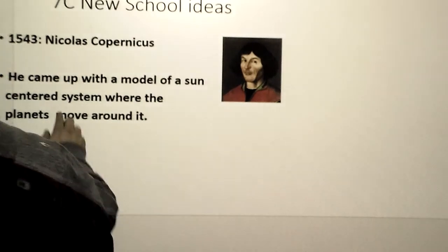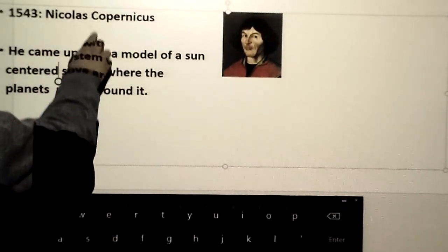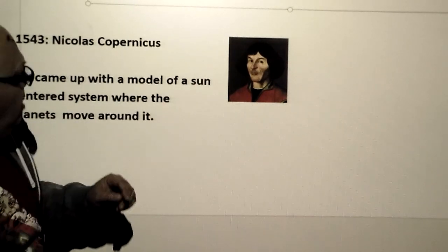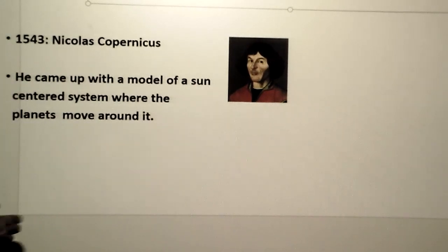So in 1543, we had Nicholas Copernicus. Okay? And he came up with the model of the sun-centered system where the planets moved around it. Okay? So that's how he came up with it.